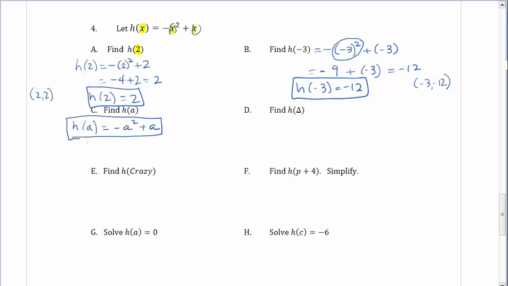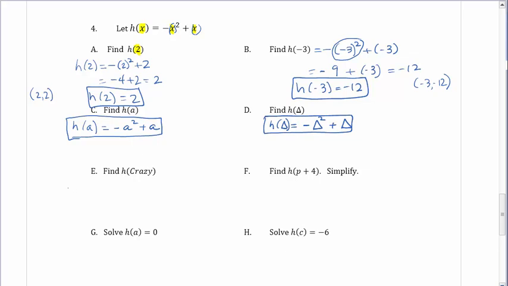When I get bored with English letters, maybe I'll move to Greek letters. It's the exact same thing. I'm trying to emphasize here that you don't need to worry about what the symbol is. You just need to understand the process. So this might look like a triangle to you. I meant it to be a Greek letter delta. This says h of delta. Well, that would just be negative delta squared plus delta, just like we did with the 2 and the negative 3 and the a. Now we can do this with any symbol we want.